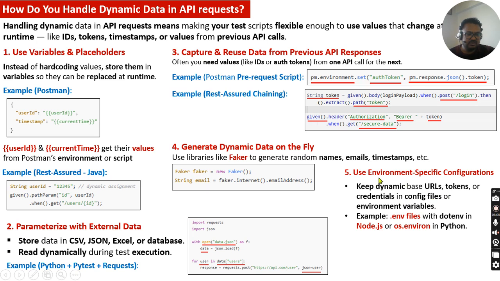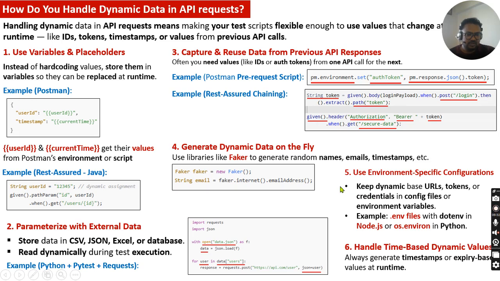Then use environment-specific configurations, like keep dynamic base URL, token, and credentials in a config file. Always use environment-specific configurations, for example a .env file or os environment variables in Python, or the environment files in Node.js. You can store that configured information, URL, token, and credentials, in that particular specific file.